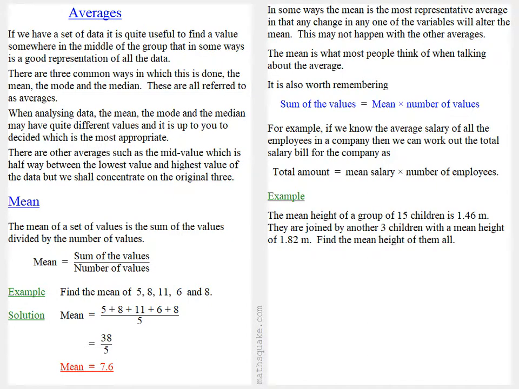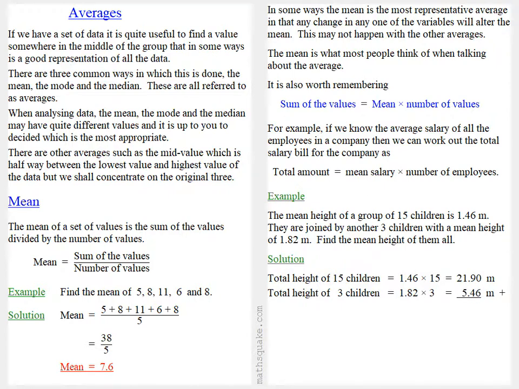The mean height of a group of 15 children is 1.46 meters. They're joined by another 3 children with a mean height of 1.82 meters. Find the mean height of all of them. Well, to solve this, if we look at the first 15 children, the total height of the 15 children is 1.46 times 15, which is 21.90 meters. If we look at the total height of the 3 children, that's 1.82 times 3, which is 5.46 meters. So the total height of all 18 children is those two added together, which is 27.36 meters.